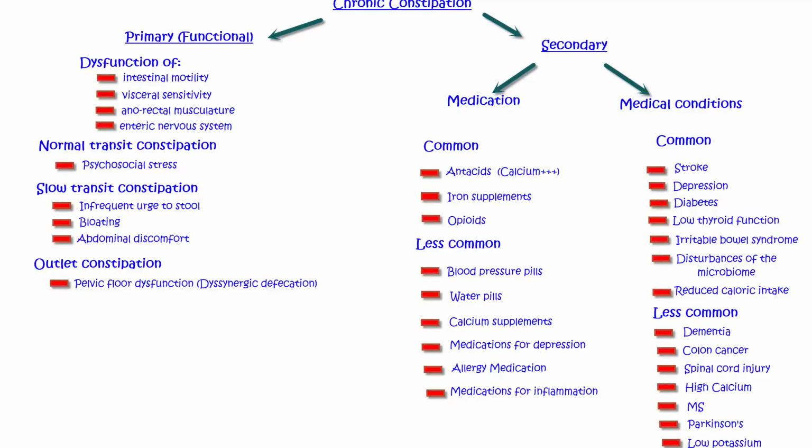Hello, today we're discussing chronic constipation and the causes of chronic constipation. Now, chronic constipation can be divided into two main groups. Primary chronic constipation, which is functional and which does not have an underlying anatomical or physiological cause, but which is a result of a malfunction of the wall of the bowel.